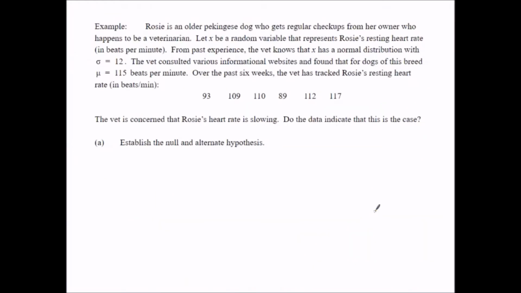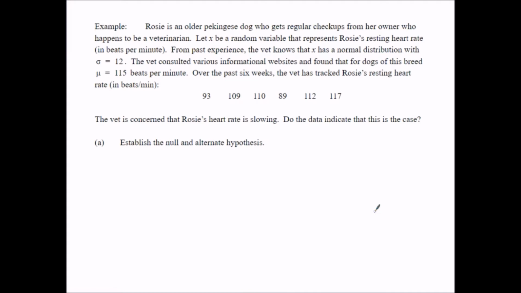Here's an example, and it's going to use the calculator eventually. Rosie's an older Pekingese dog who gets regular checkups from her owner, who happens to be a veterinarian. Let X be a random variable that represents Rosie's resting heart rate in beats per minute. From past experience, the vet knows that X has a normal distribution with sigma, or standard deviation, of 12. The vet consulted various informational websites and found that for dogs of this breed, the population average is 115 beats per minute.